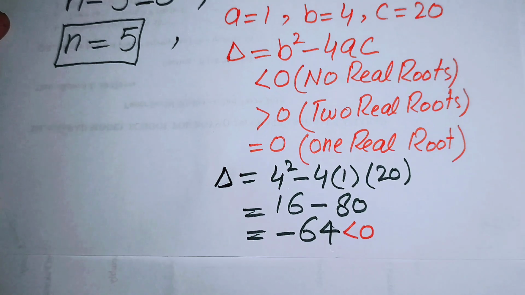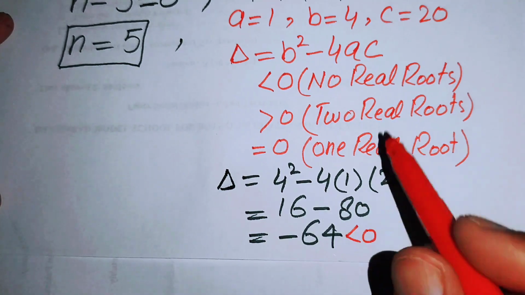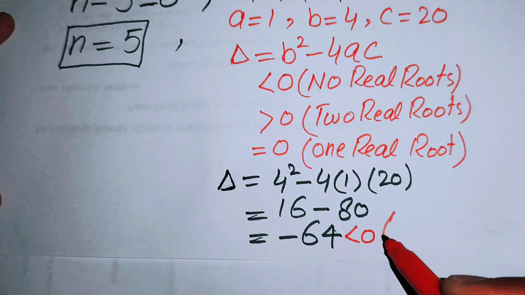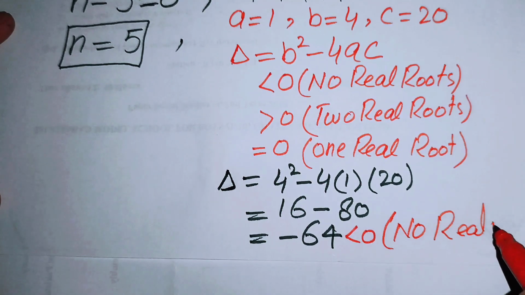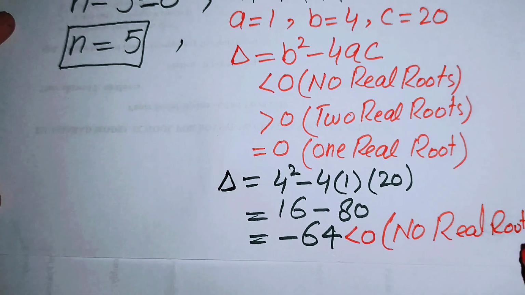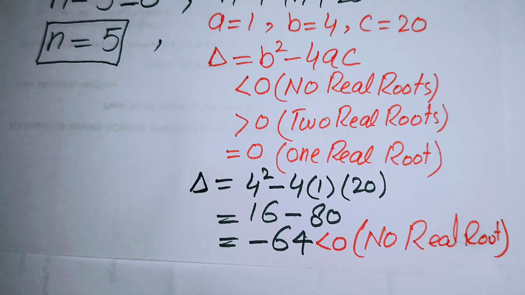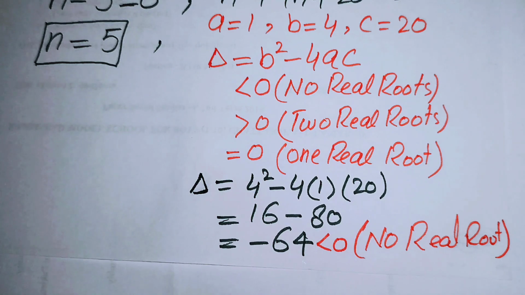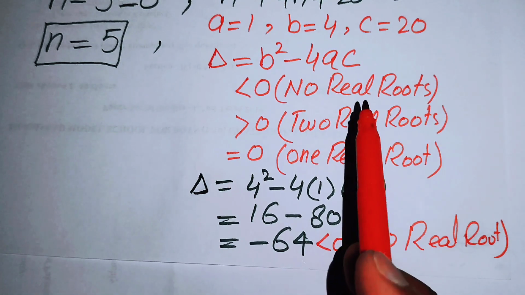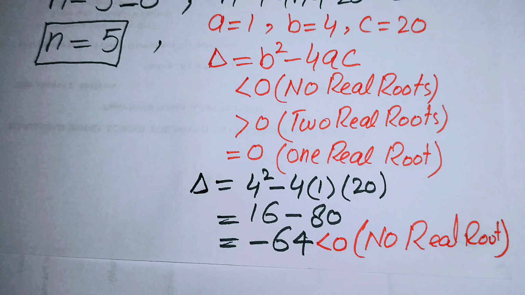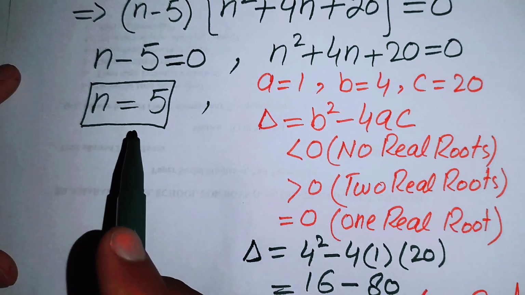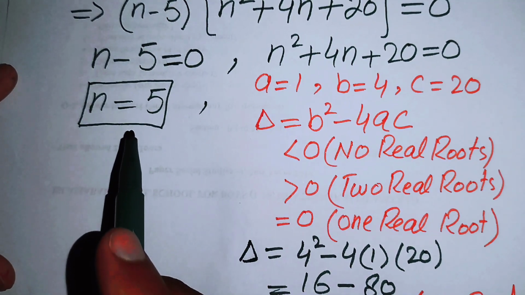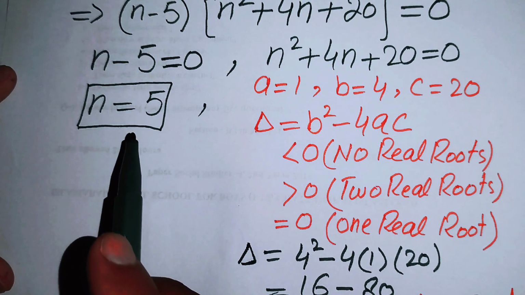But here we need the real roots, and since delta is less than 0, this equation gives no real roots. So we reject this case, because we need only real roots, and the only real root of this question is n equals 5, and n equals 5 is the final answer of this question.